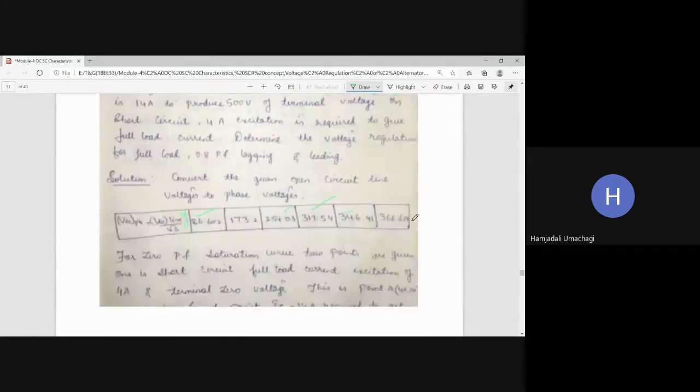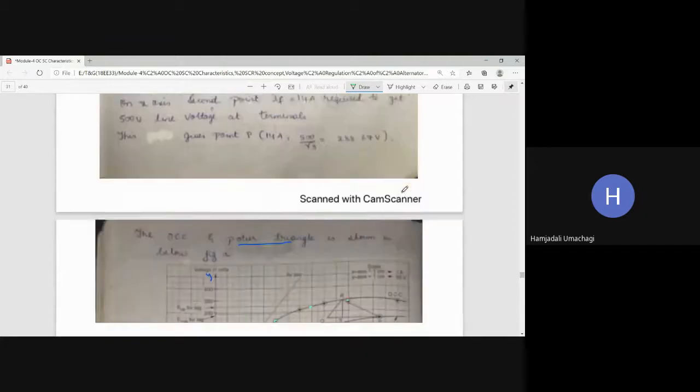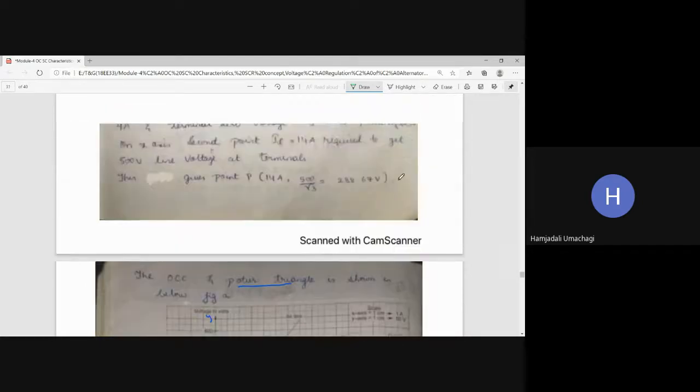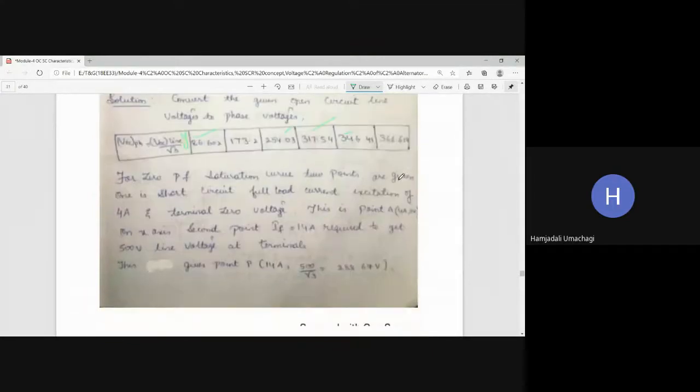Then the last point. For 15 ampere excitation, the voltage is 366.617. 15 ampere means this is 15 ampere, and this is 300, 350, 366, and somewhere here. Okay. So have you marked all the points? Yes, sir.